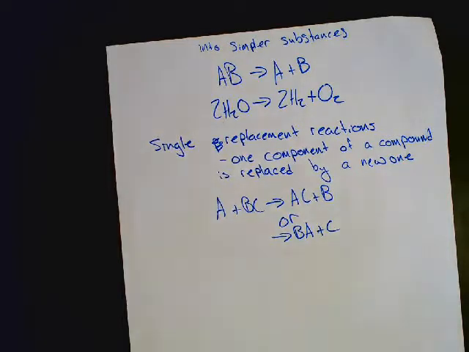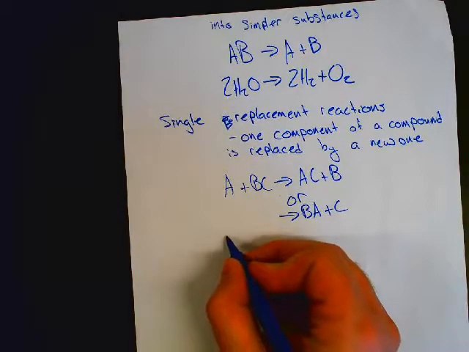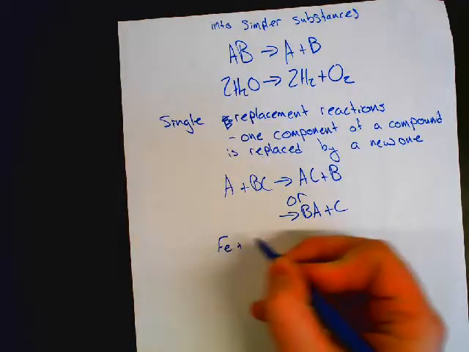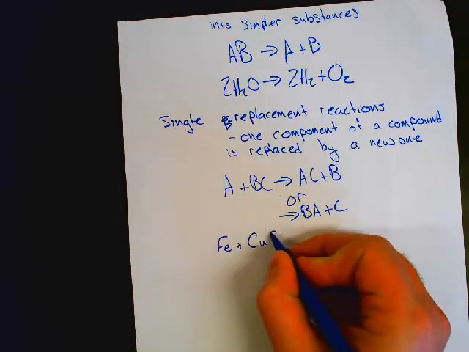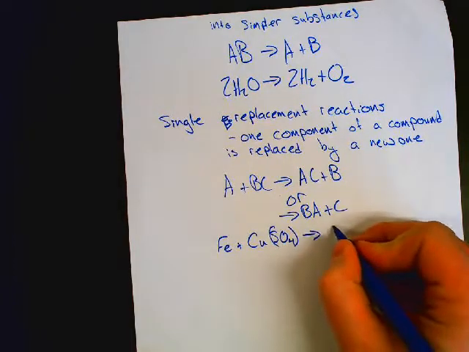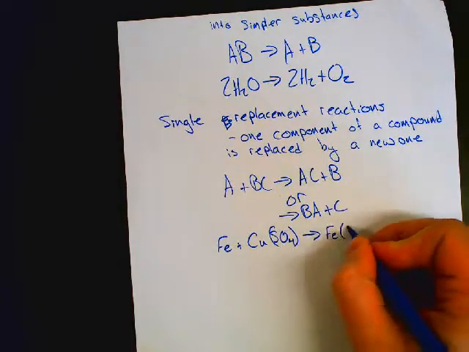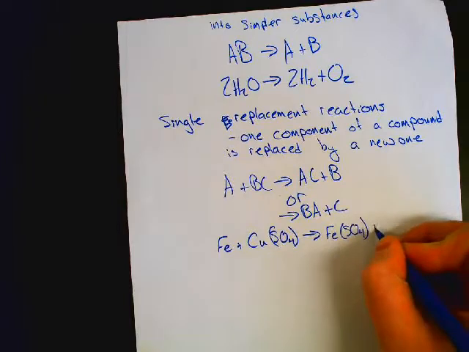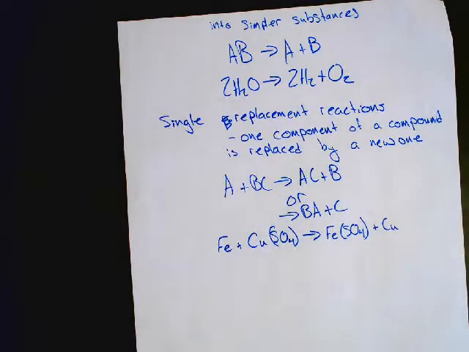The lab we're going to do on this one is going to be iron plus copper sulfate reacts to produce iron sulfate plus copper. So you're going to wind up starting with a nail, adding copper sulfate, allowing the reaction to produce iron sulfate, and you'll get pure copper out.